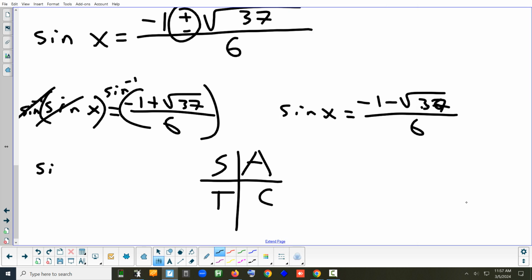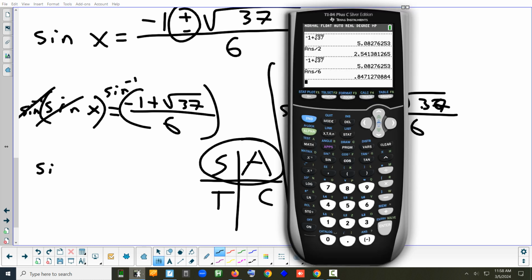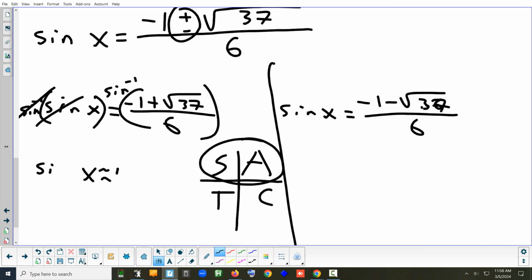Where are the two places where sine is positive? The top two. Okay. So let's do the inverse sine. And I already know what negative 1 plus root 37 over 6 is. I just did it. It's 0.847. So I can just do the inverse sine of the last answer that was on the screen. It's about 57.9. We'll just call it 57.9. No matter how you do it, you're not going to get a nice answer.